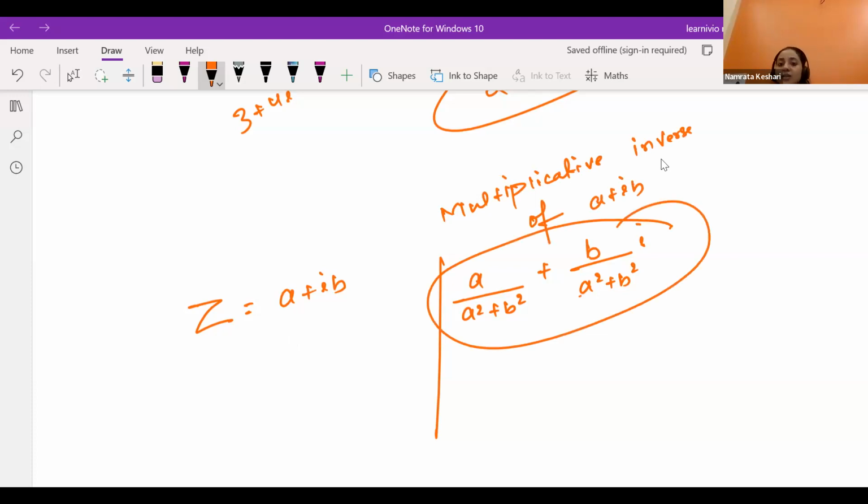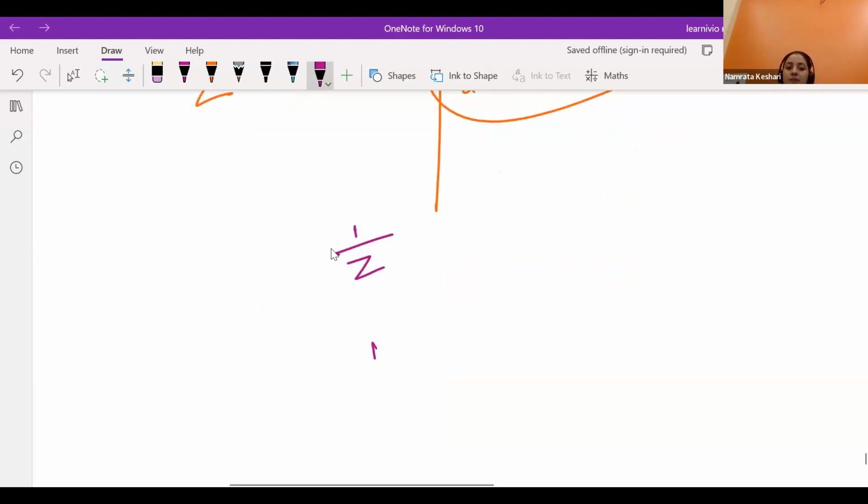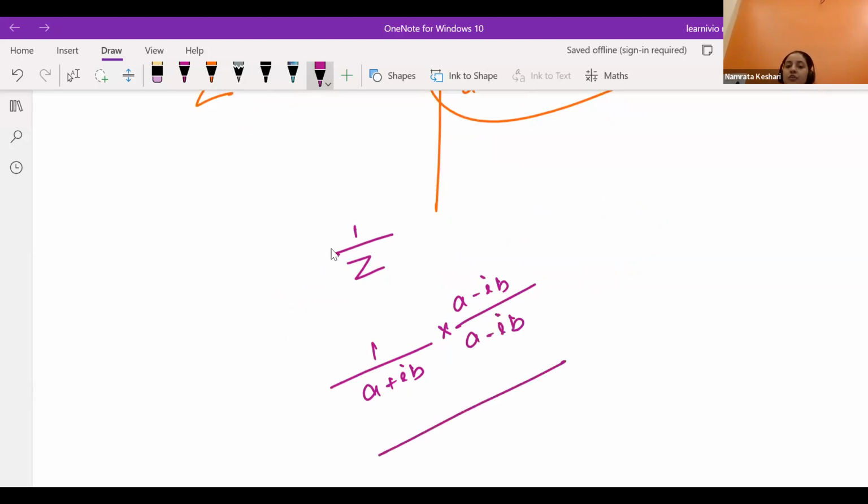कहाँ से आया ये वैल्यू? लॉजिक से आया. Let me show you. What does multiplicative inverse mean? 1 by z. 1 by z means 1 by a plus ib. This way we cannot leave our answer, so we must multiply a minus ib in the numerator and denominator. If we do so, the denominator will become a square minus ib whole square.